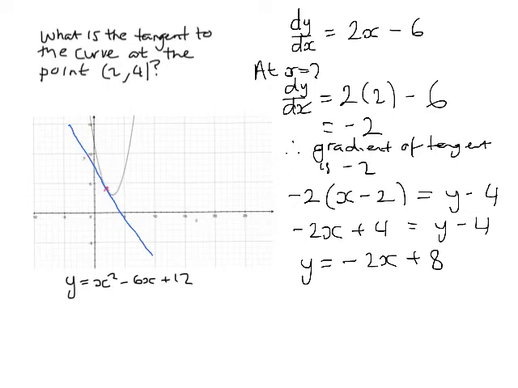So this is our equation of the tangent, y equals minus 2x plus 8, the equation of the tangent to the curve at the point 2, 4.